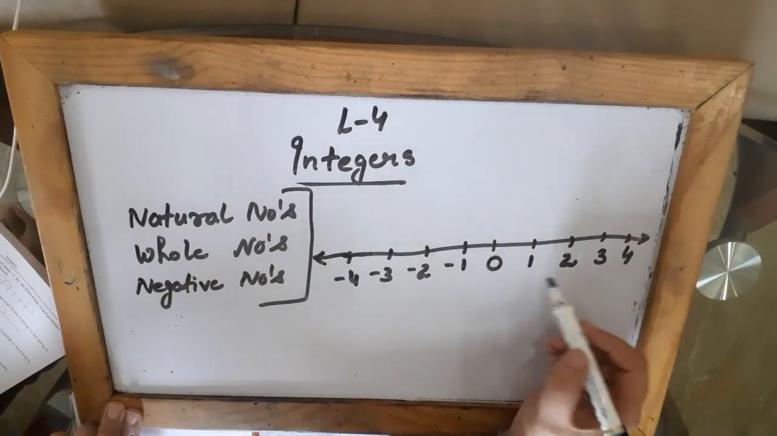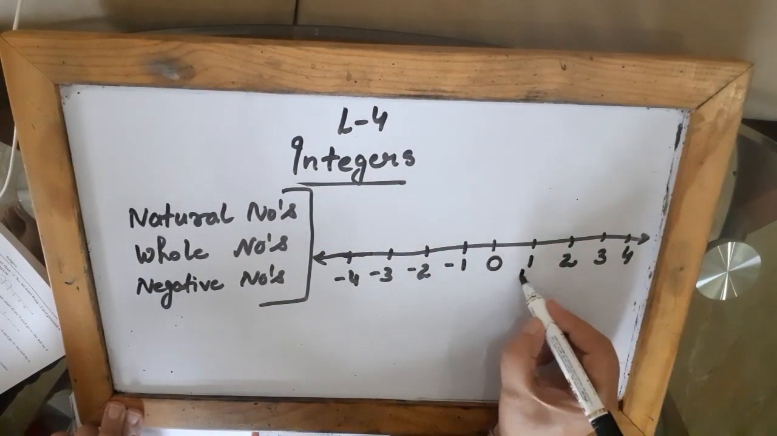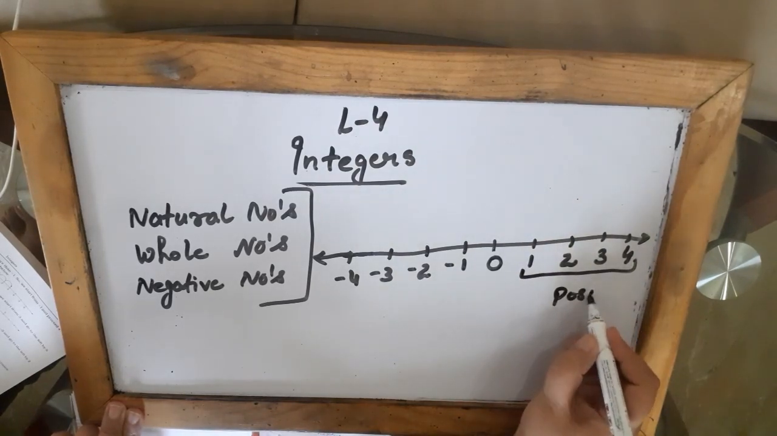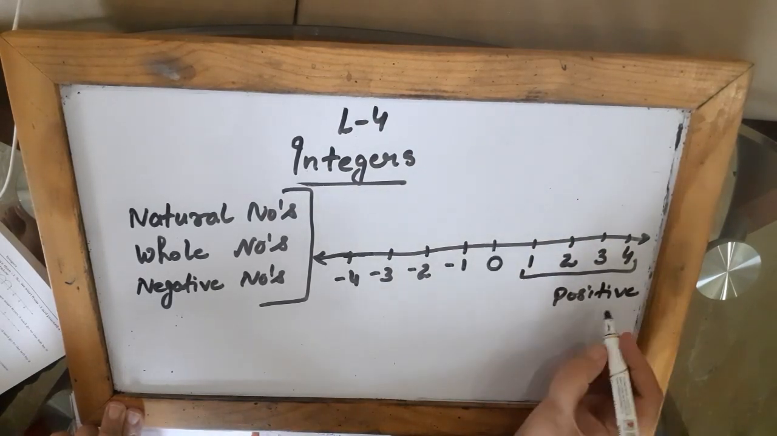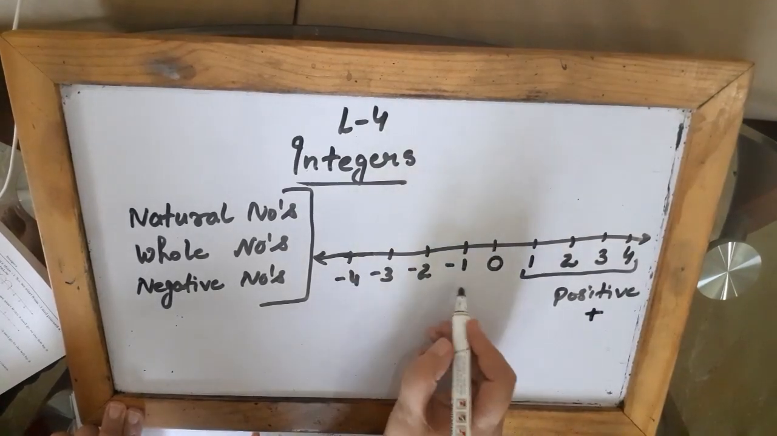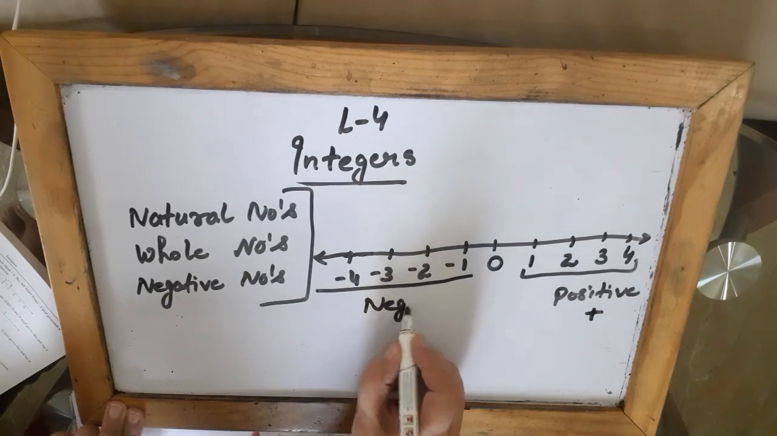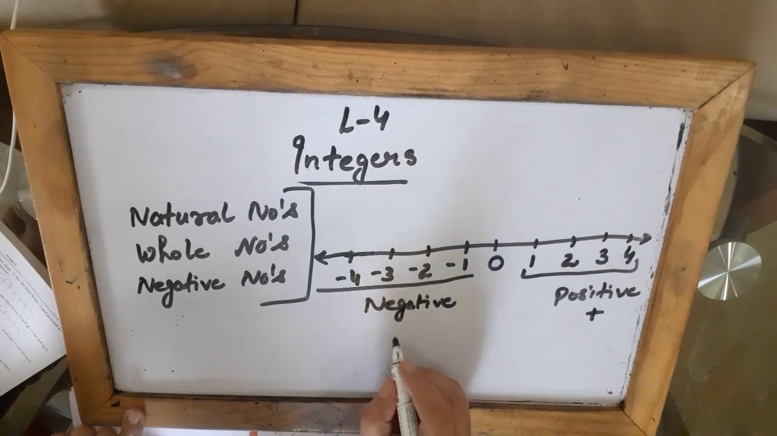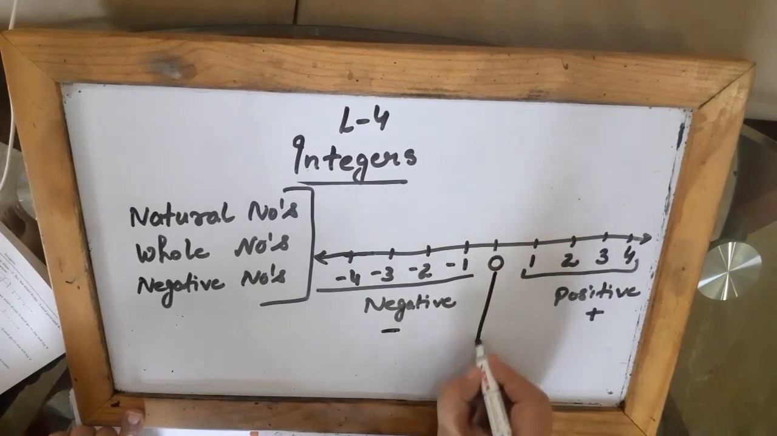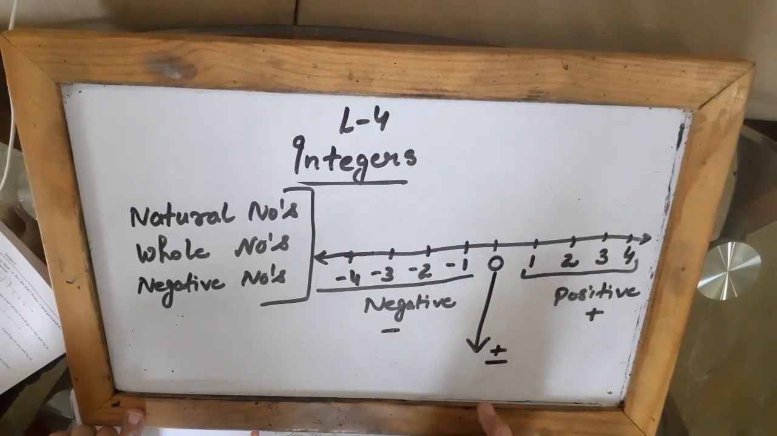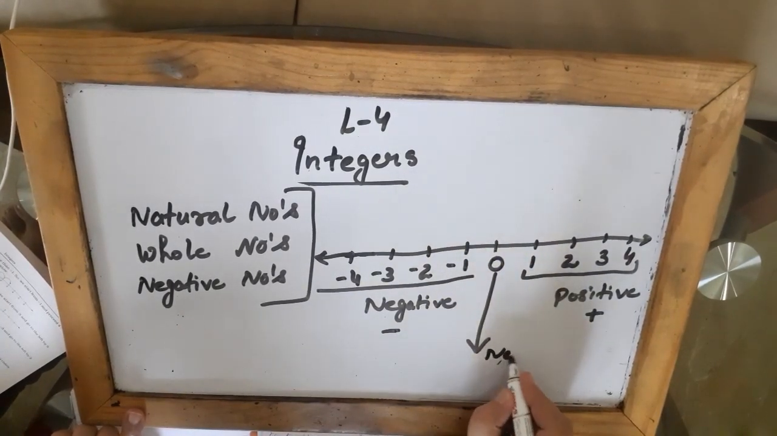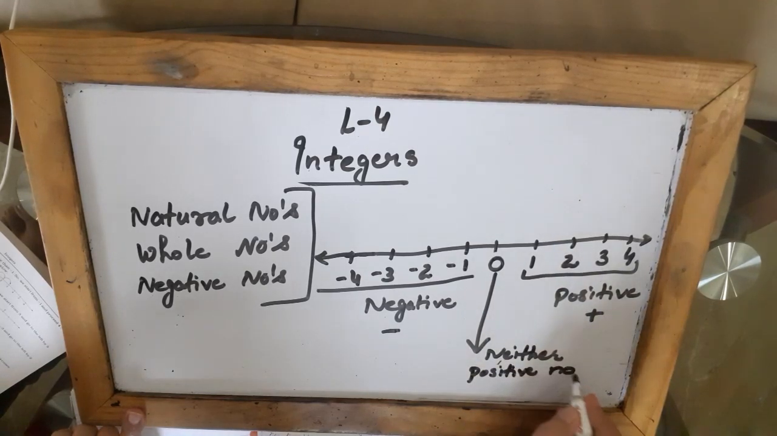So to the right of 0 you have all the natural numbers, and these are called positive numbers, and the sign that we use for positive is plus. And to the left of 0 we have all the negative numbers, and the sign that we use for negative is minus. And 0 is neither positive nor negative. We do not assign any sign with 0.